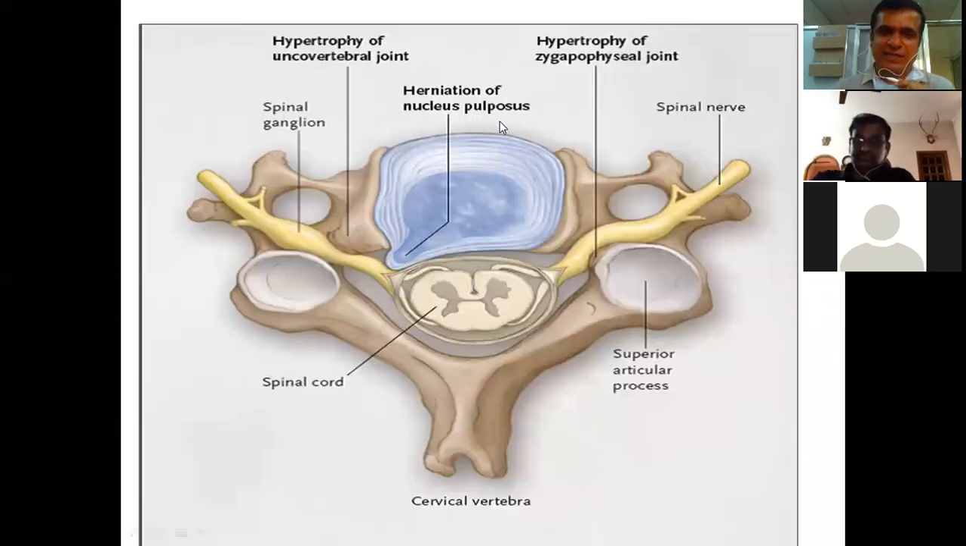You can see here, this is the axial section of the cervical spine. So in addition to the soft disc which is coming out and compressing the nerve root, there can be a hypertrophied oncovertebral joint, there can be a hypertrophied facet joint. All these things can lead to cervical radiculopathy or cervical root compression. So it is not only a soft disc which is causing the root compression, it is other osteophytes from the oncovertebral joint and from the facet joint that can also cause compression of the cervical root.